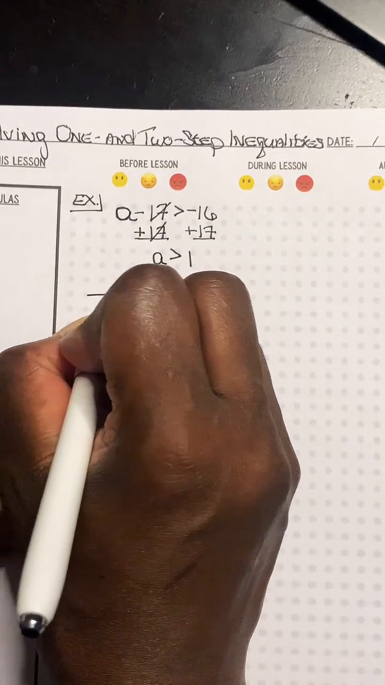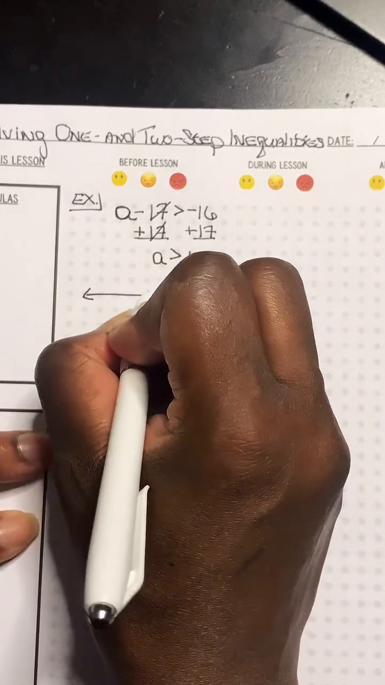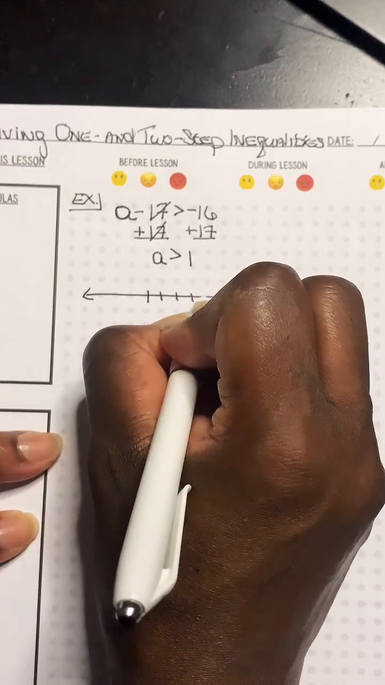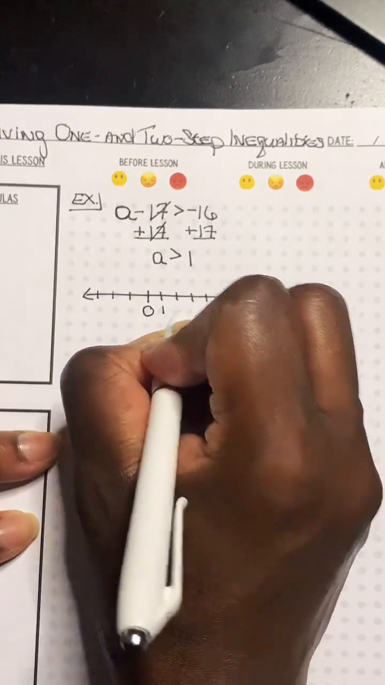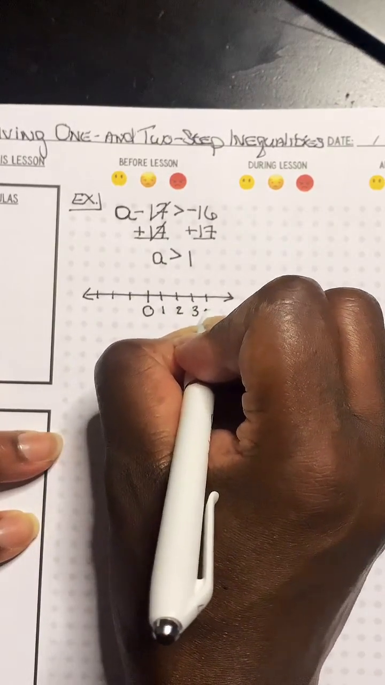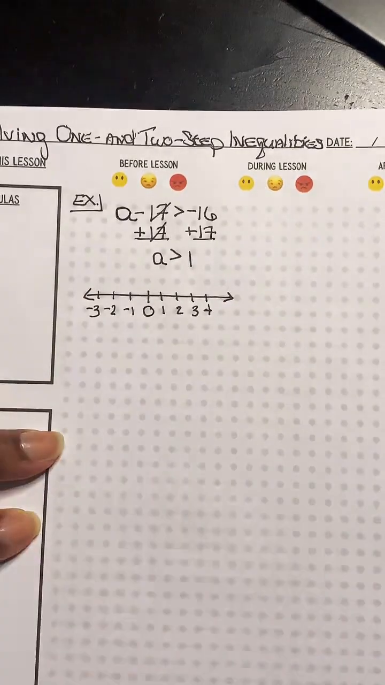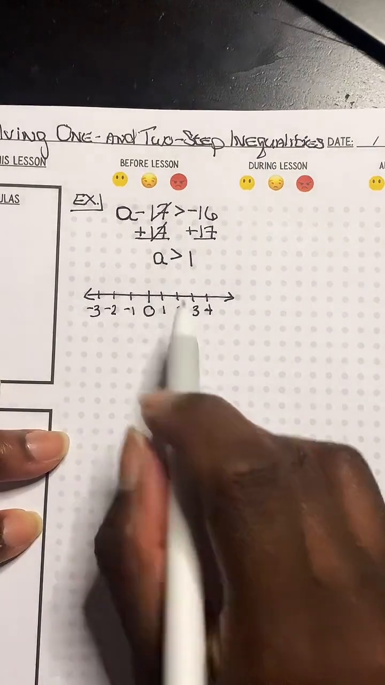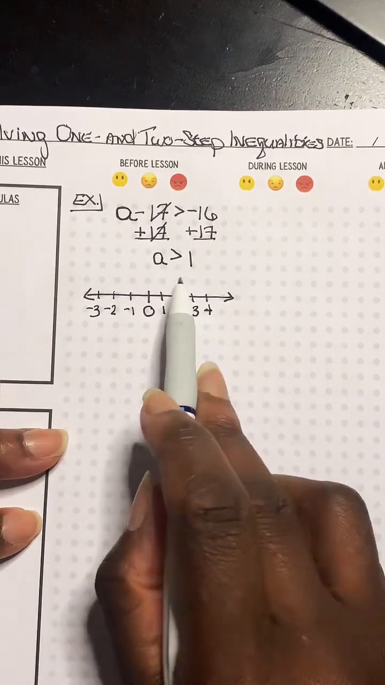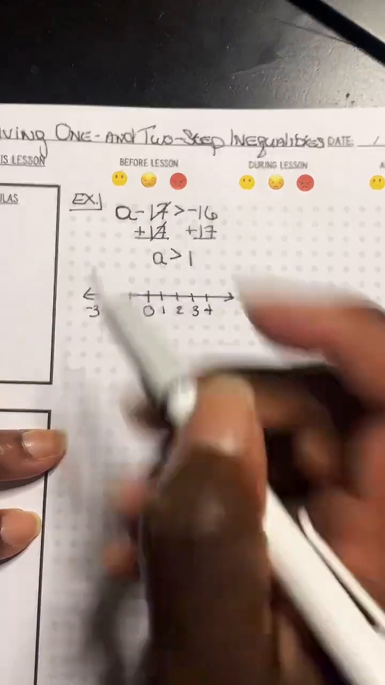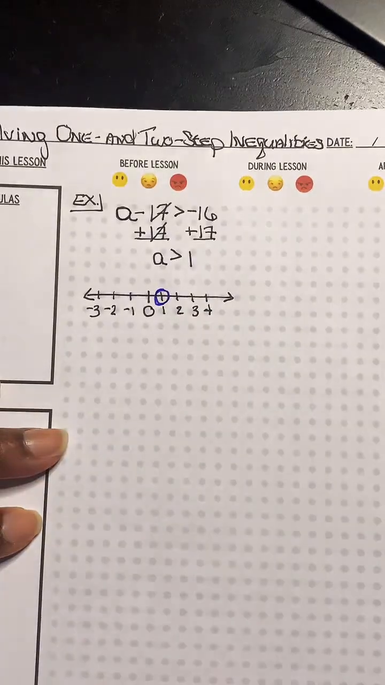So if I want to graph this, I can graph on a regular number line. Let's say this is 0, this is 1, 2, 3, 4, negative 1, negative 2, negative 3. You notice that my inequality symbol is greater than. It doesn't have a line underneath. So if it is greater than 1, it's not including the 1. So I am going to do what's called an open circle.